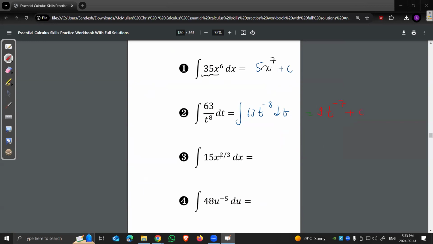Or this one, x to the 2 over 3. What's 2 over 3 plus 1? It's 5 over 3. So this is going to become 5 over 3, okay? That thing is going to come down. Remember, that thing is going to come down when you take the derivative. What do we multiply this by to get a 15?